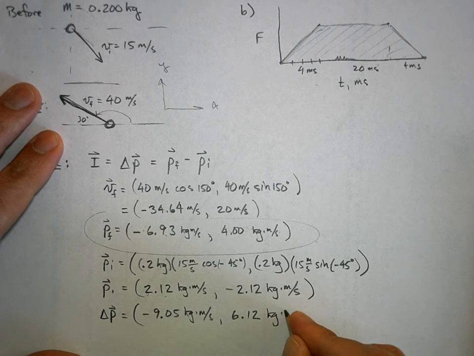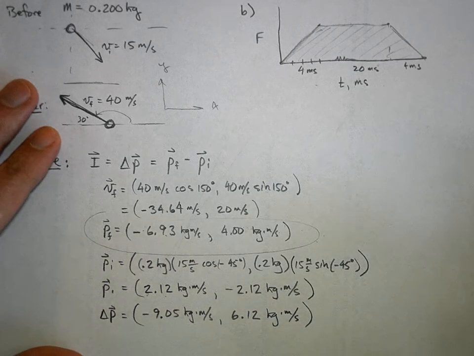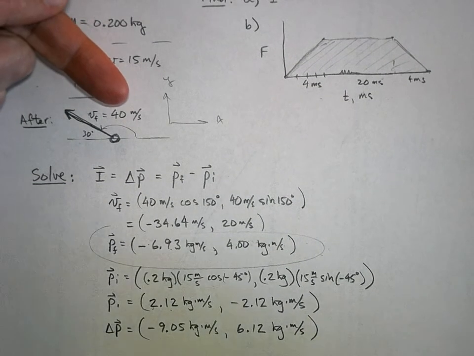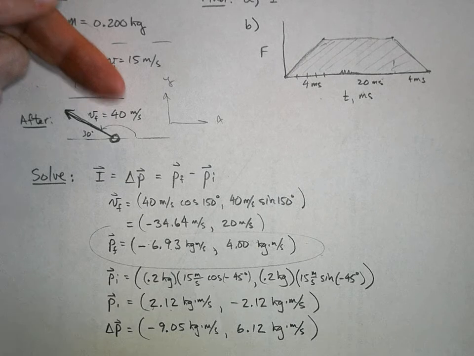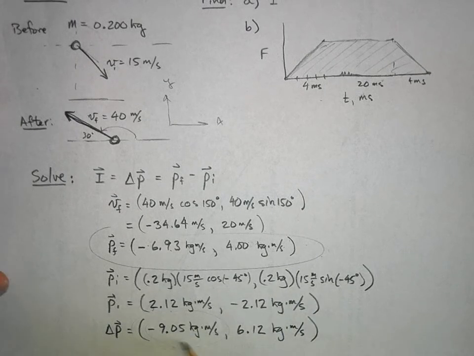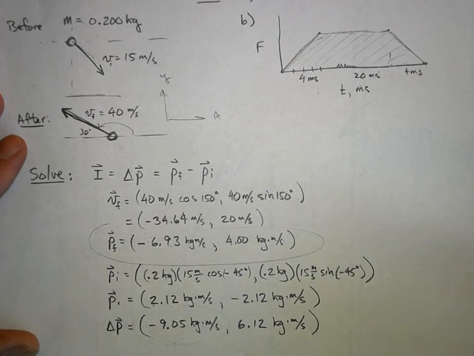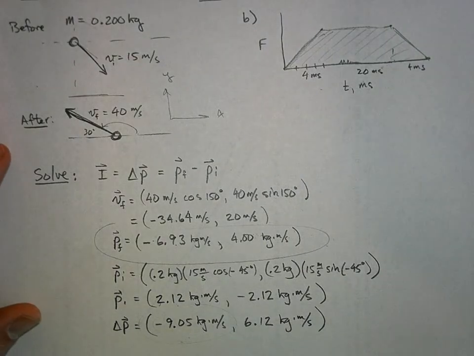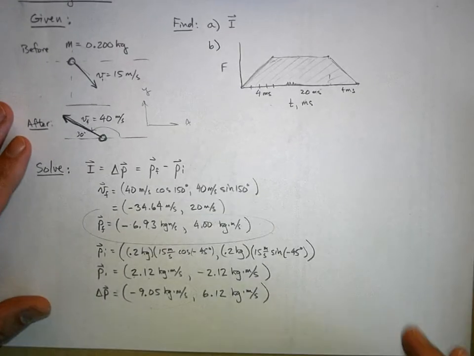Now let's see if that makes sense. The ball's coming down like this. I need to change its momentum quite a bit in the x direction, but it's going to go this way. So a big negative change, and instead of going down, it's going to be going up. So I have a big upward change in momentum. So this makes sense to me. And that's always a good thing to do when you're doing a problem, is stop, check, say, does this make sense, based on what we're trying to do. And it does, at least to me.